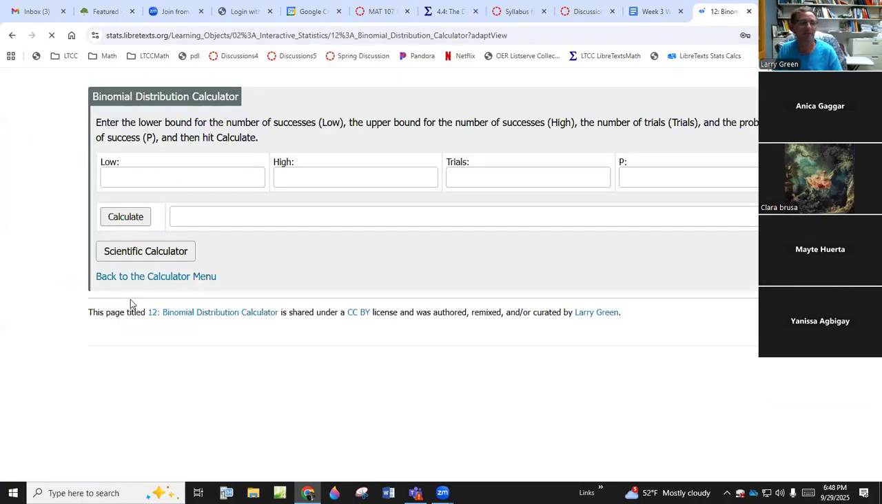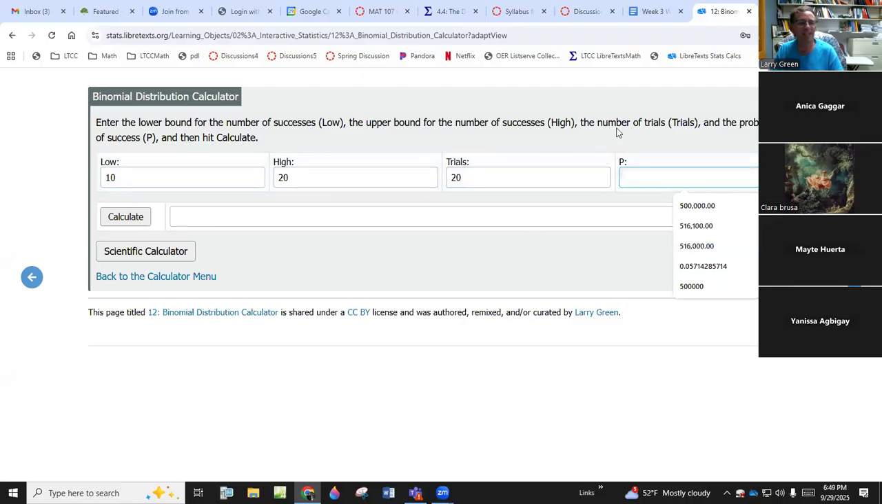Okay. And notice it says enter the lower bound for the number of successes, the upper bound for the number of successes for the high, the number of trials, and the probability of success. Then hit calculate. And what I've already done is all the work. The lower bound was 10. The high was 20. Number of trials was also 20.